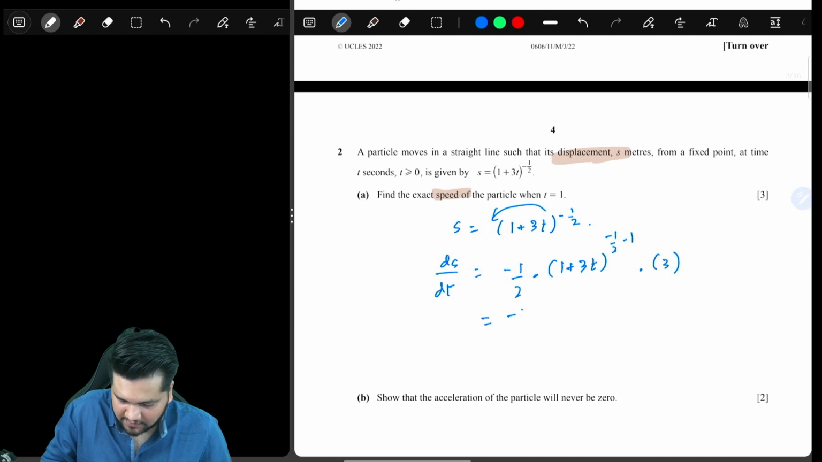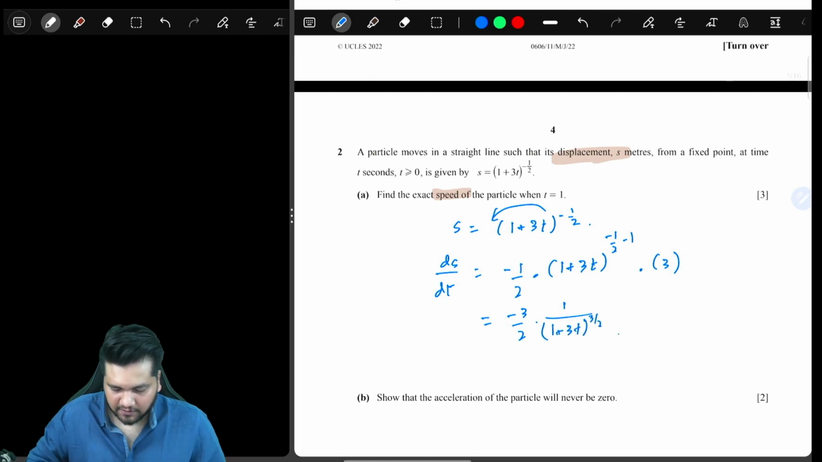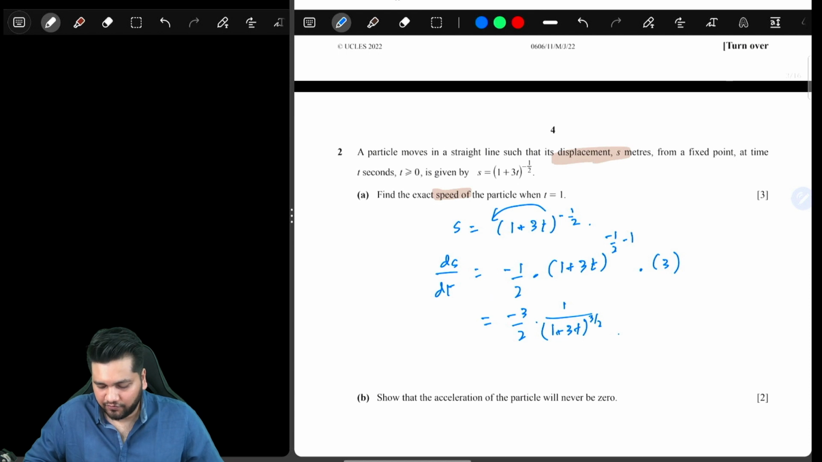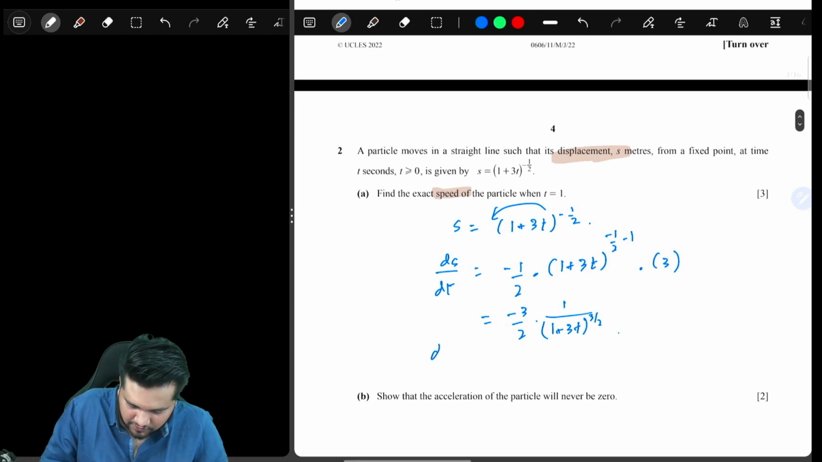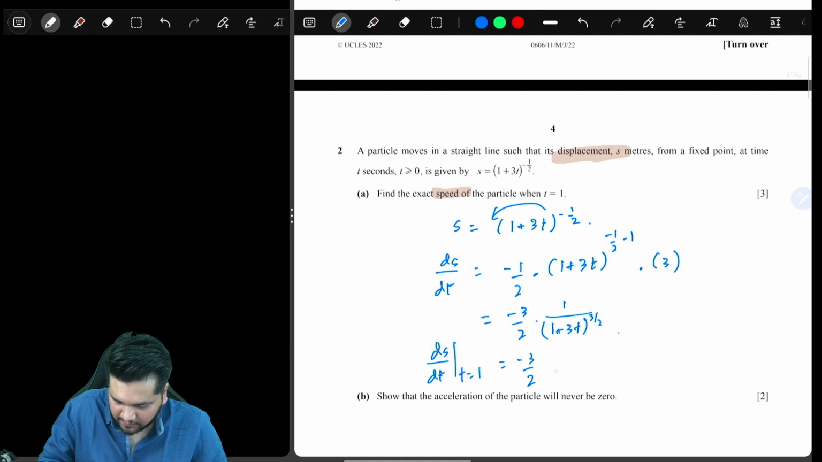So the answer is minus 3 by 2 into, if you want, you can write this as 1 upon 1 plus 3t to the power of 3 by 2, like this. So now what are they asking? They are asking you to find the speed at t is equal to 1. So all you have to do is substitute t is equal to 1 in this. So if I substitute, I'll get minus 3 by 2 into 1 by 1 plus 3, so 4 to the power of 3 by 2.